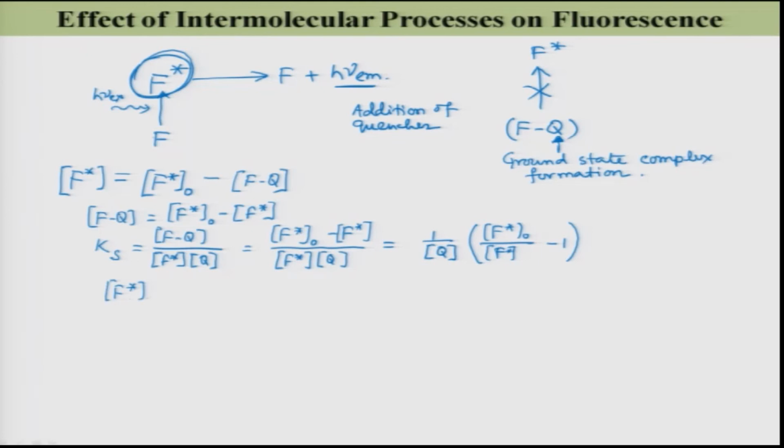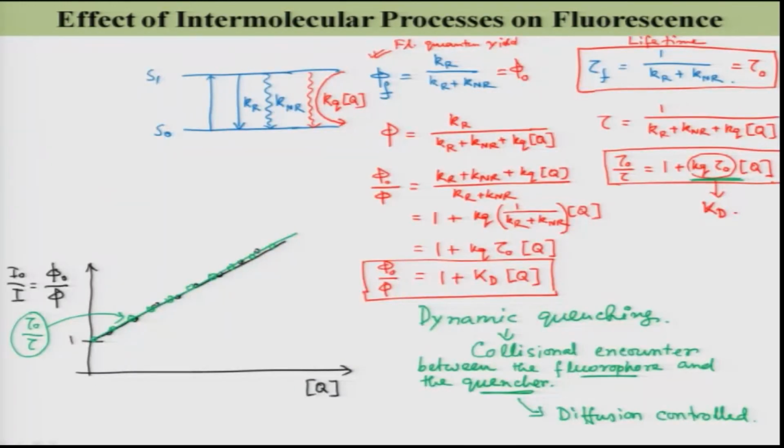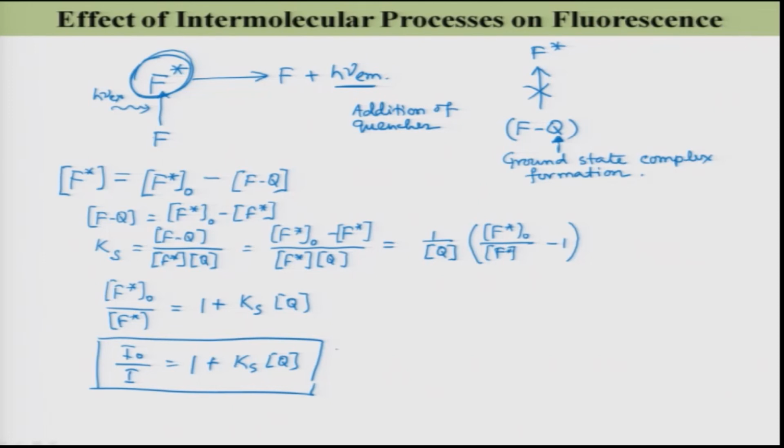So, rearranging, F star 0 by F star is equal to 1 plus Ks into Q, and this F star 0 by F star is nothing but I0 by I, that is what I argued. So, I can write I0 by I is equal to 1 plus Ks into Q. You see this form of this equation and look at the other equation: phi 0 by phi equal to 1 plus kd into Q, here I0 by I is equal to 1 plus Ks into Q. They are exactly the same.